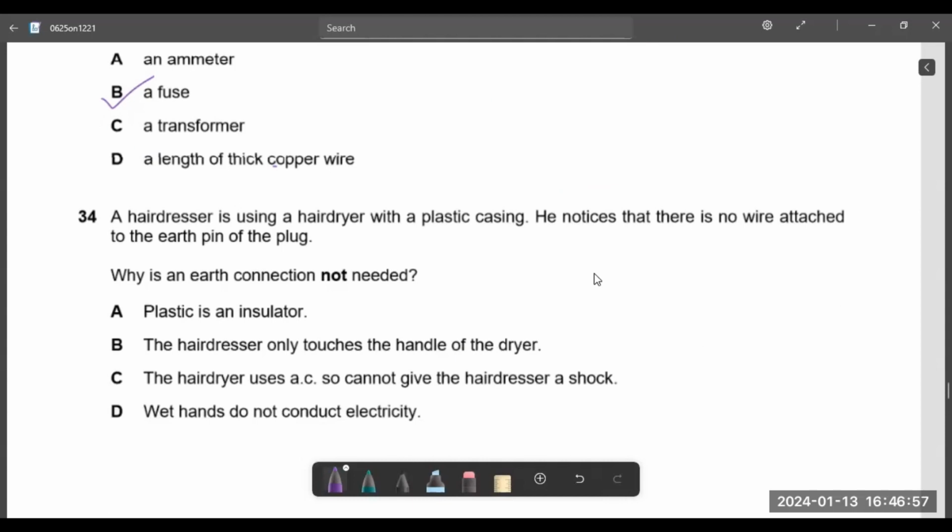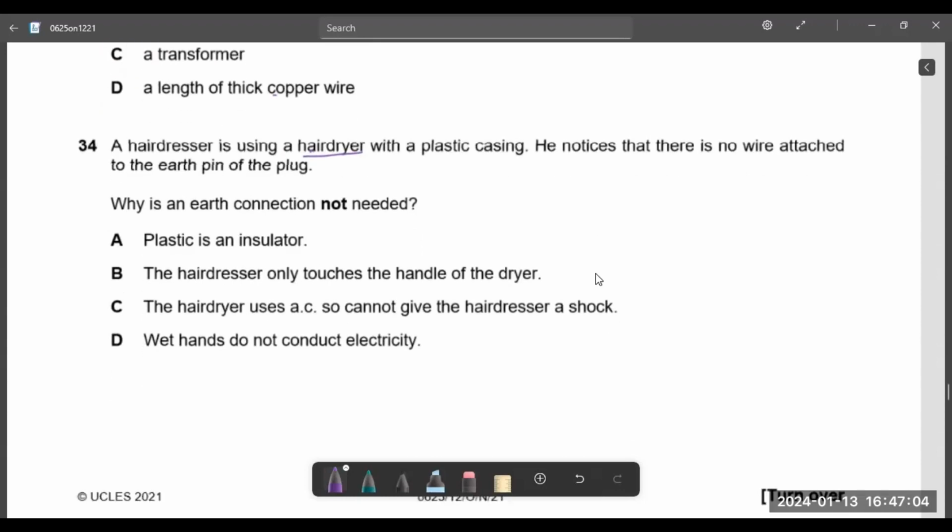A hairdresser is using a hair dryer with a plastic casing. He noticed that there is no wire attached to the earth pin of the plug. Why is earth connection not needed? Because the casing is plastic, it is an insulator. So earth connection is not required.